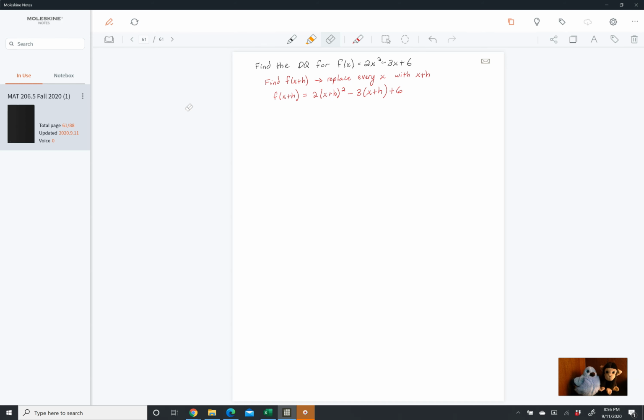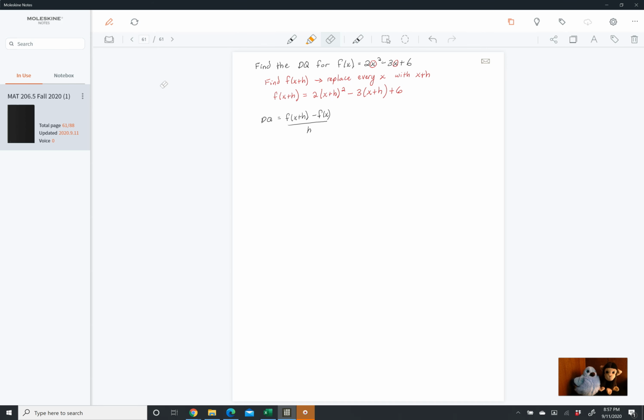This is our f of x plus h. Okay? So every x that we had here, we replaced it with x plus h. If it helps, put the x in parentheses. I'm circling them. Every x becomes x plus h. Okay, so now our difference quotient is f of x plus h minus f of x. Don't forget that minus f of x over h.